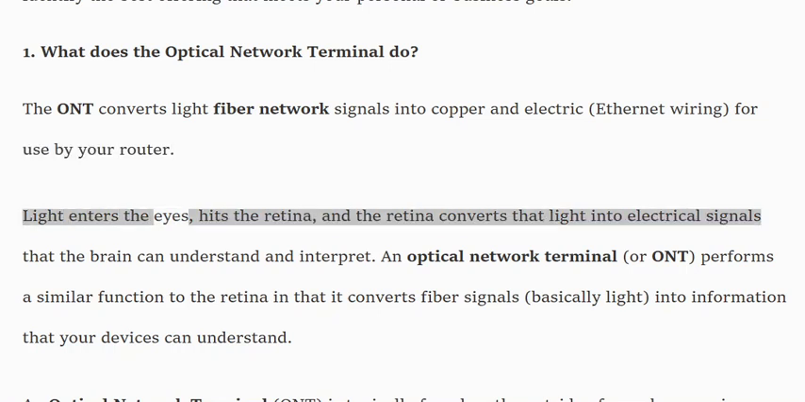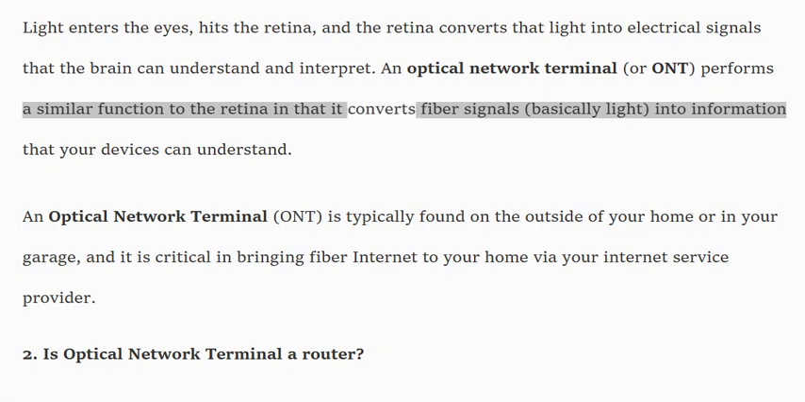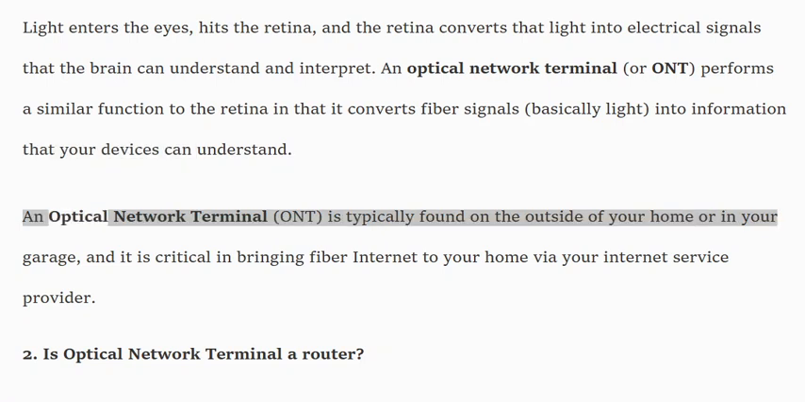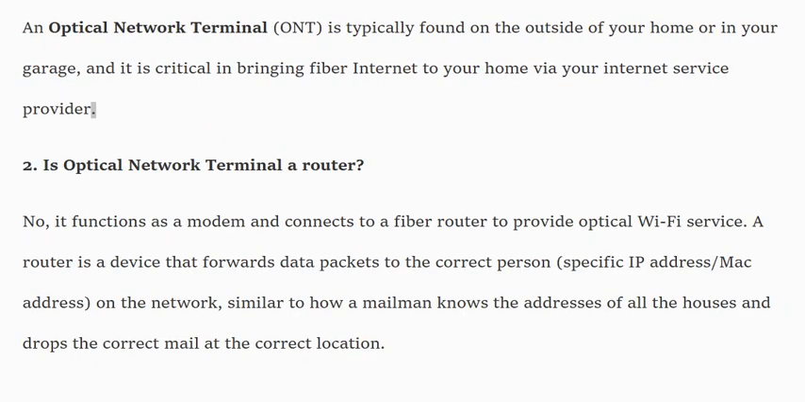Light enters the eyes, hits the retina, and the retina converts that light into electrical signals that the brain can understand and interpret. An optical network terminal, or ONT, performs a similar function to the retina in that it converts fiber signals, basically light, into information that your devices can understand. An ONT is typically found on the outside of your home or in your garage, and it is critical in bringing fiber internet to your home via your internet service provider.